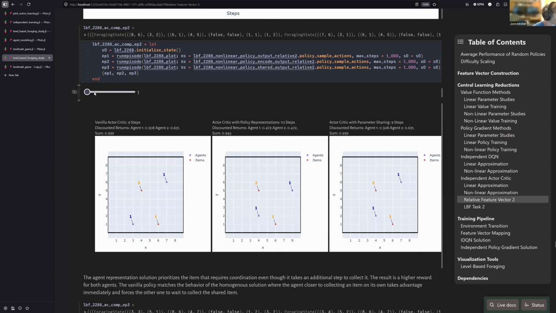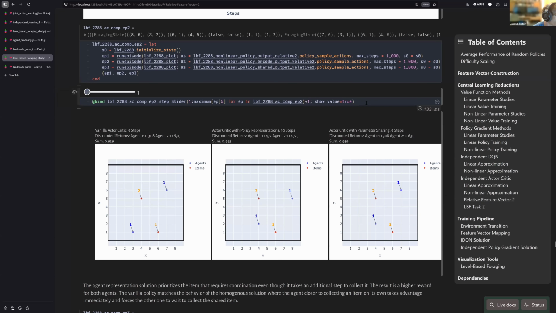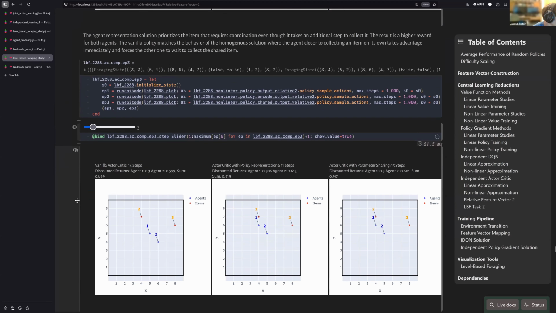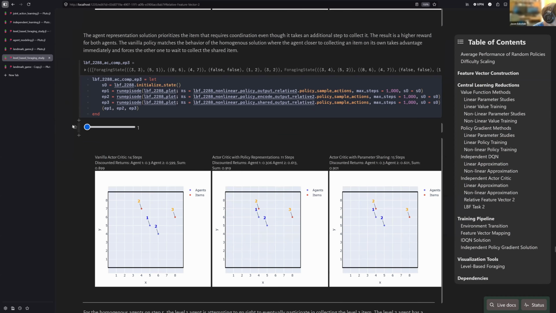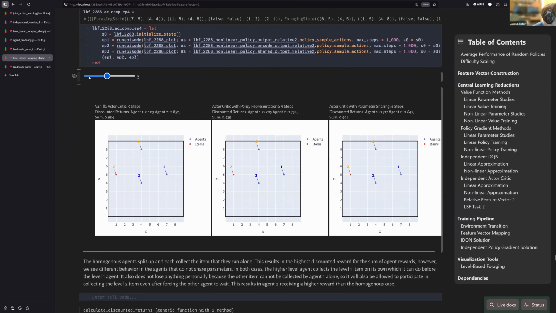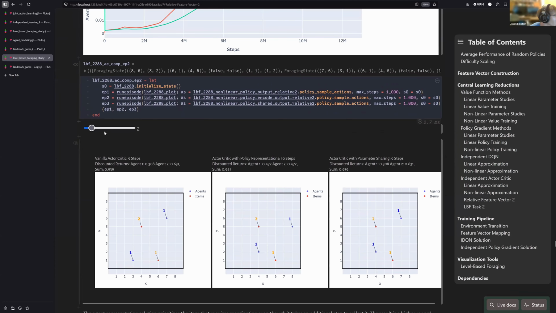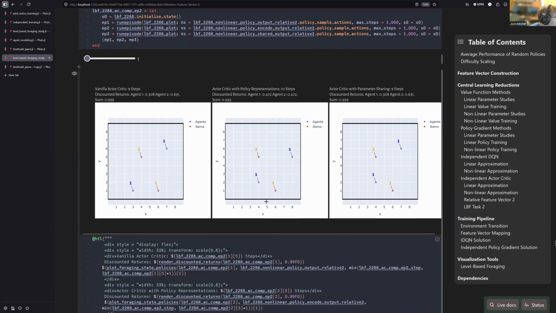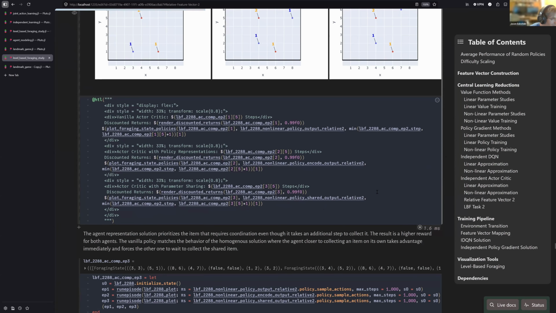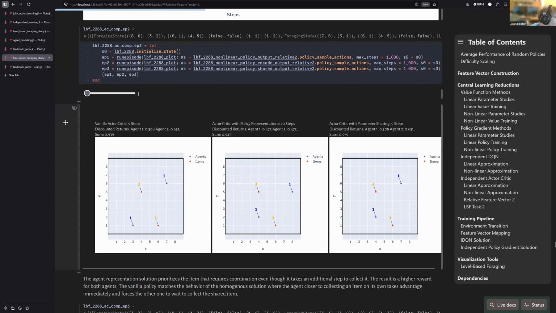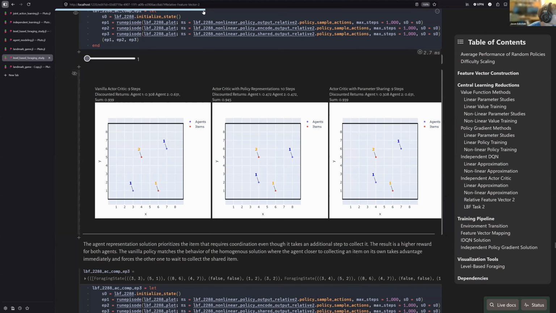Why is this not working? Hmm. Okay, sorry. I don't know why this is not actually updating. Okay, well, if this isn't going to work, we might have to move on to something else. I can show it maybe next time.